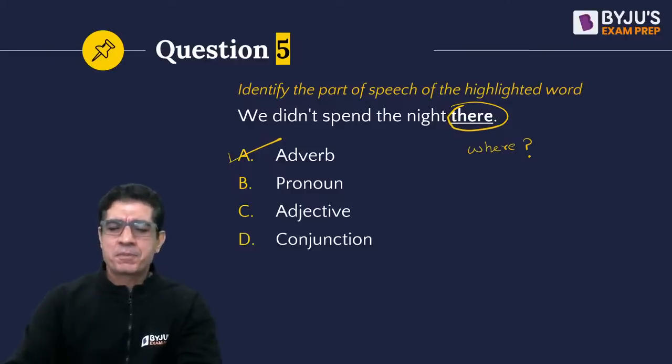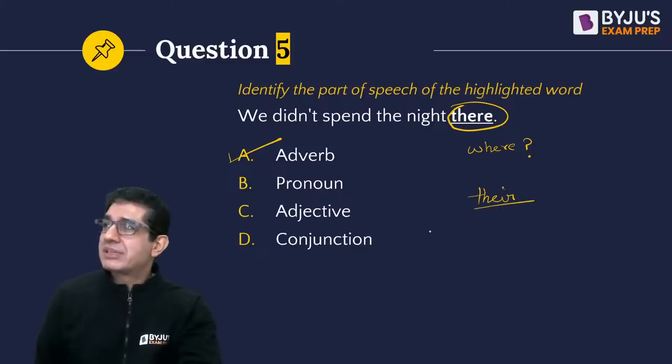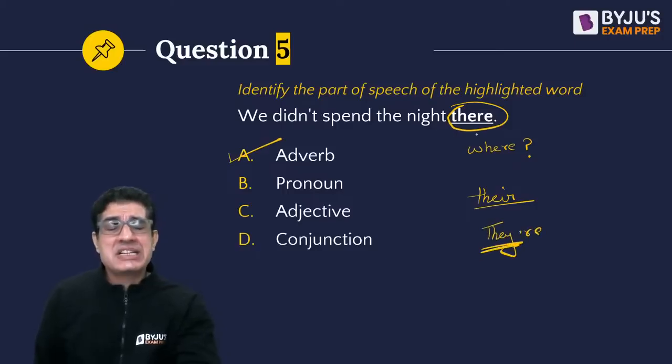There, adverb. I see that a lot of you have also said that it is a pronoun. Dude, "there", for that matter, is never a pronoun. This "their" can be a possessive adjective or a possessive pronoun. "They're", in this case, "they" is always a pronoun, but "there" is always an adverb because it always talks about the place.